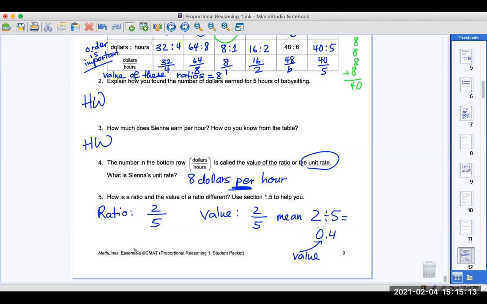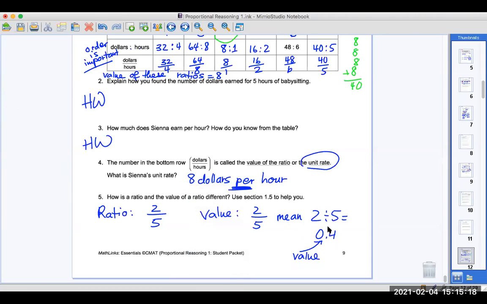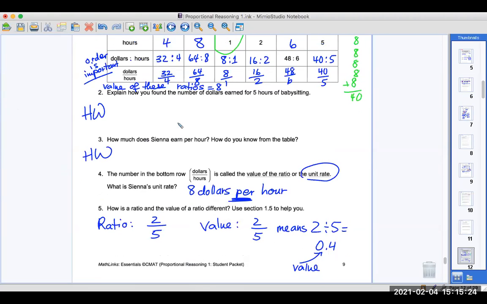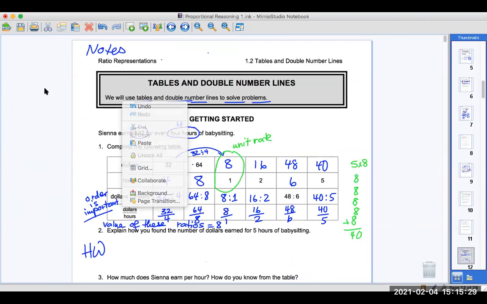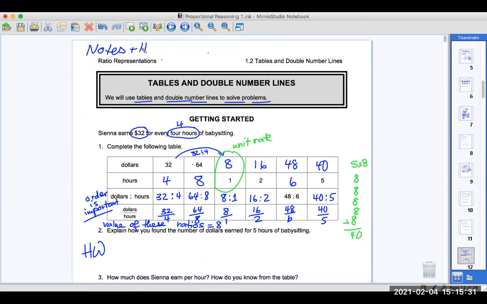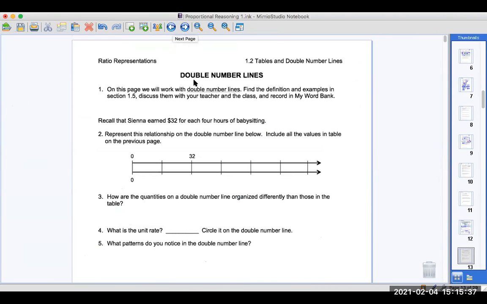And I need to add an S here. All right, next page. So this page was 9, notes plus homework. We got to fix it. You still have a couple questions to finish on this page. This is going to be a short lesson. We're on page 10, double number lines. Let's see. That's all notes. Well, there's one little question.